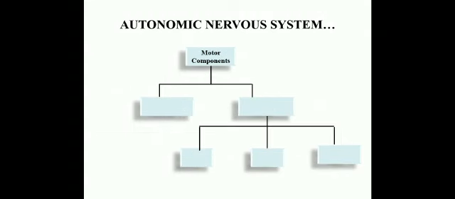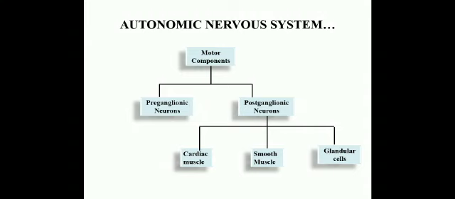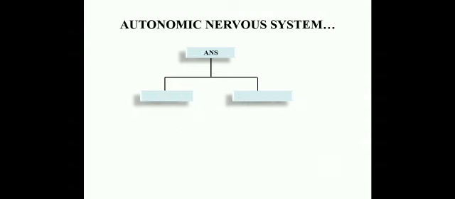The motor components include the preganglionic and the postganglionic neurons. The effector or the target cells supplied by the postganglionic motor neurons are of three types, that is cardiac muscle, smooth muscle and the glandular cells. So, the autonomic nervous system presents two subdivisions, the sympathetic and parasympathetic.